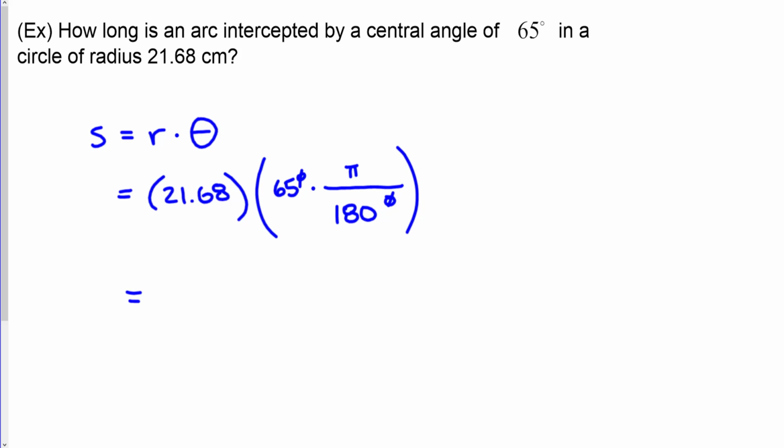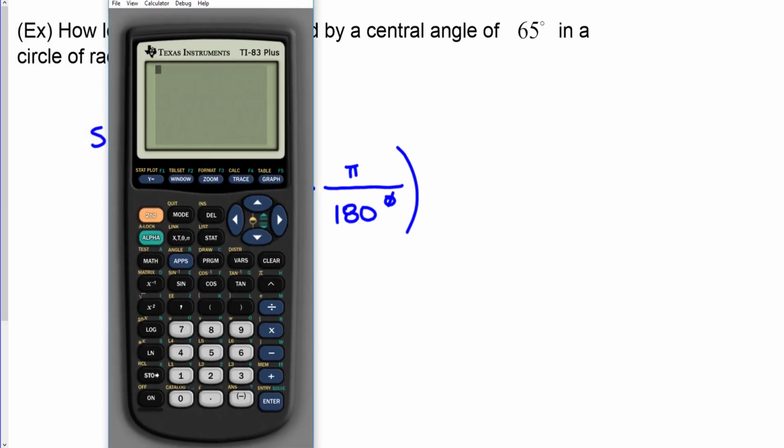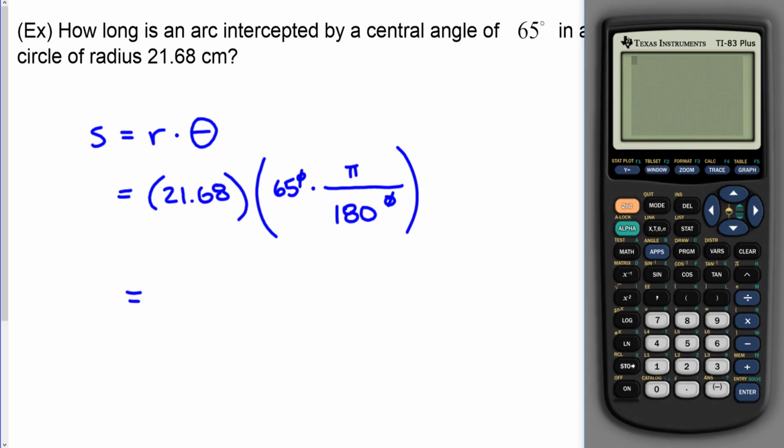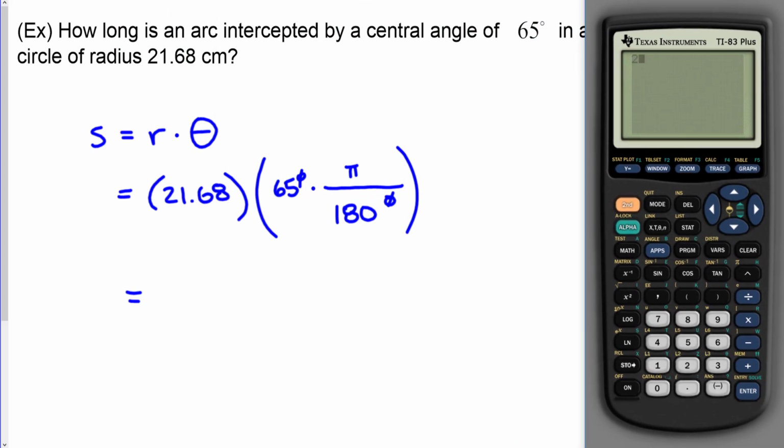So let's see what happens here. I'll move my calculator so I'm not covering my solution. 21.68 times 65 pi over 180. And I get 24.6. Well, since I had two decimals to start with, I guess it would be 24.60. And it was measured in centimeters to start with, so I'll answer in centimeters.